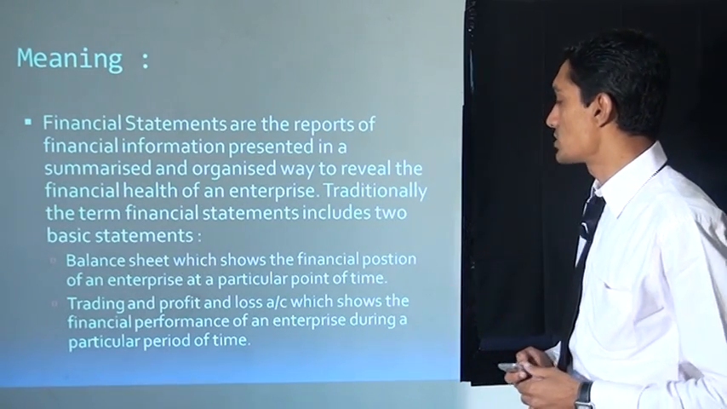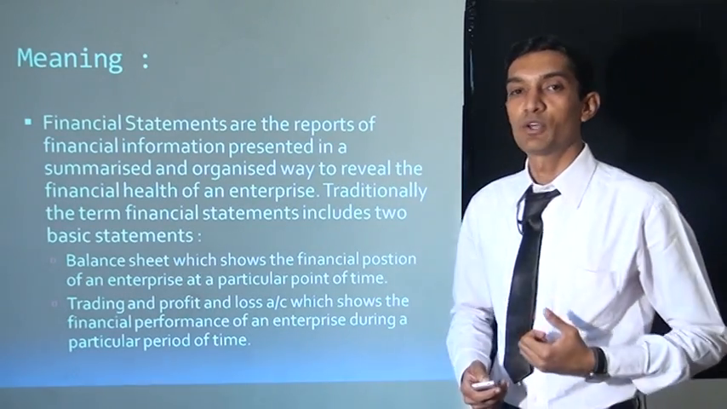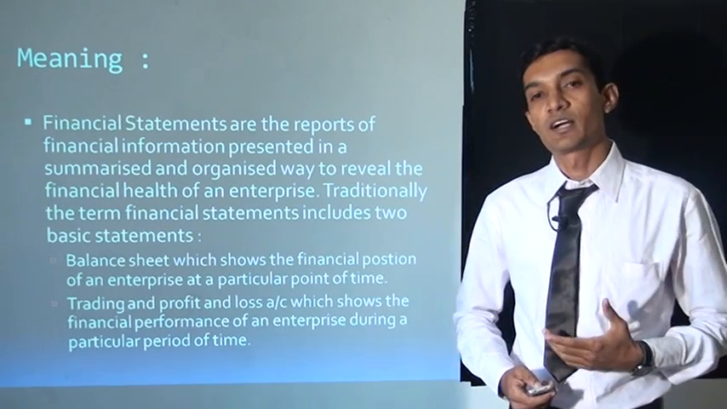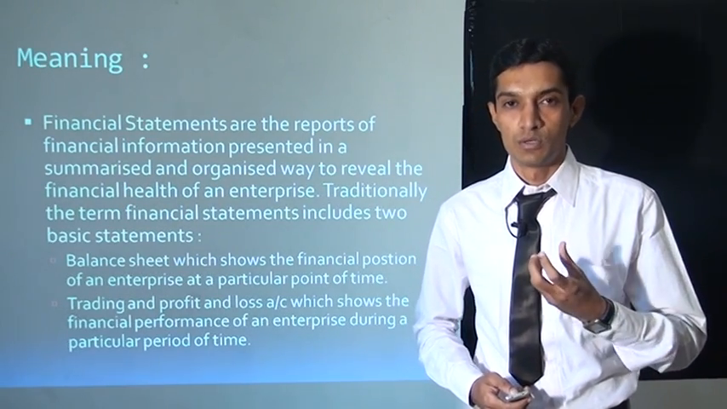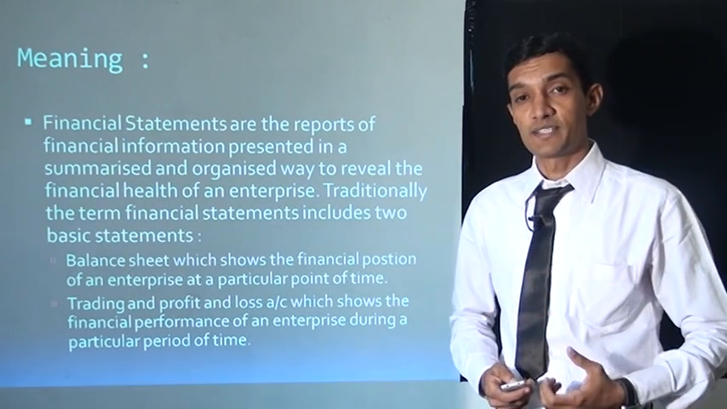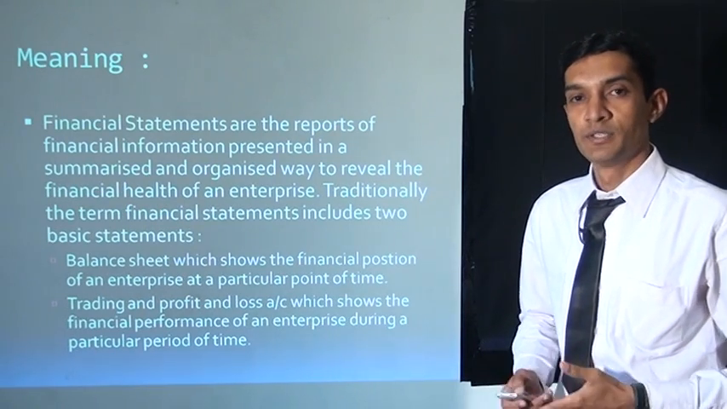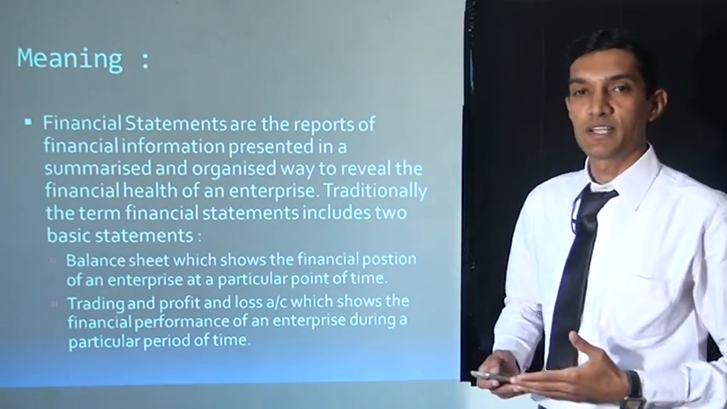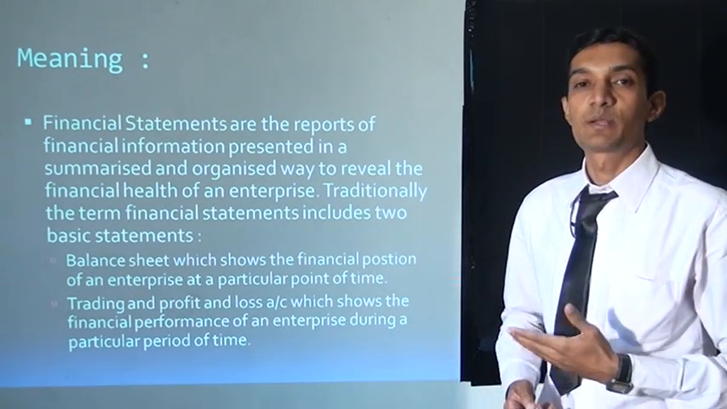The trading and profit and loss accounts show the financial performance of the enterprise during a particular period of time. First, the trading account shows the gross profit of the business. In the profit and loss account, all incomes and expenses are on the debit and credit sides. Then one side is deducted from the other, and whether they are earning profit or loss, it comes under net profit.